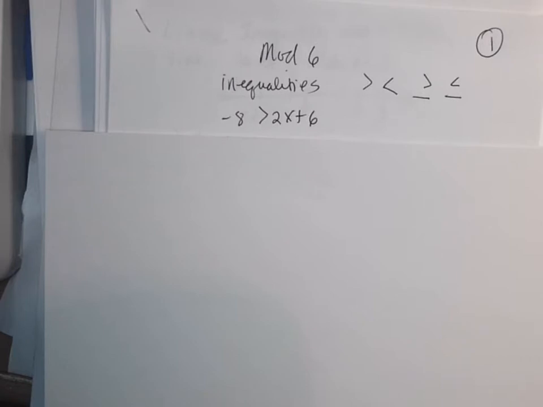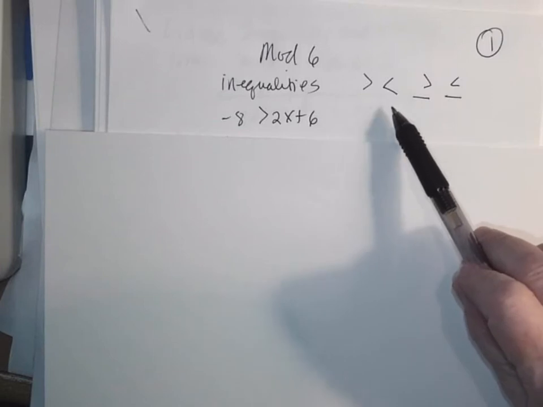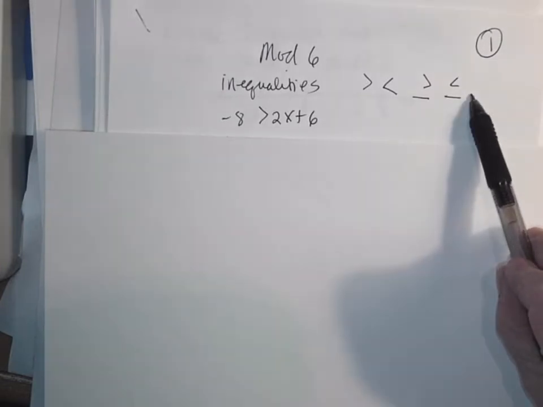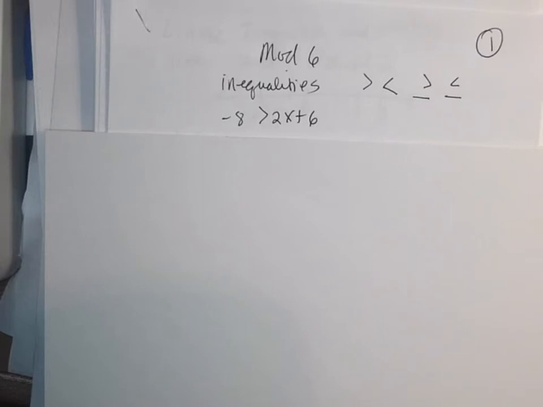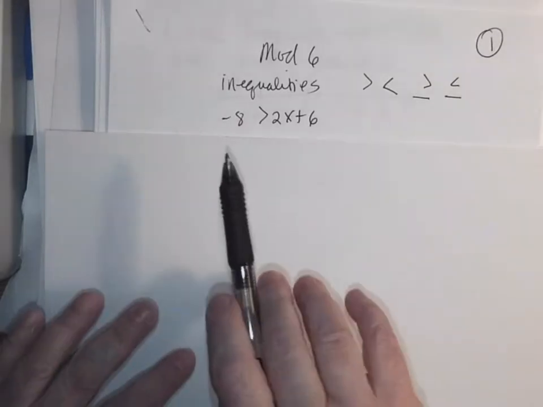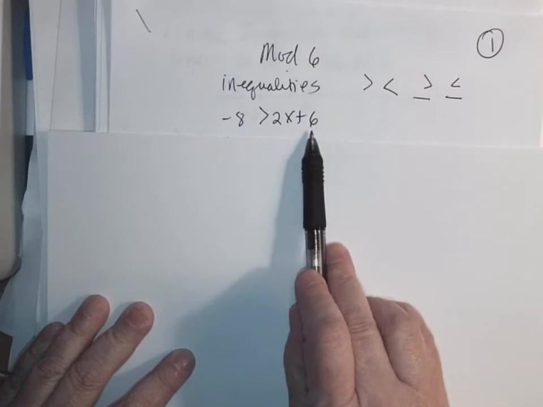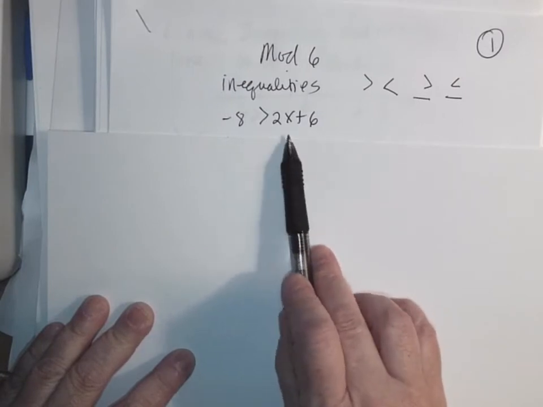So first of all, what is an inequality? Well, an inequality is going to have a greater than, a less than, a greater than or equal to, or less than or equal to sign in the equation. And I've written an example down here with -8 is greater than 2x plus 6. So that makes it an inequality. And there are several things that you're going to be doing with this type of math problem.